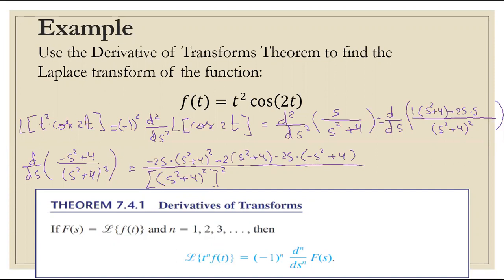Okay, did you get the idea now? If you have a product between two functions, one of them is t or t to the power 2, 3, 4, and so on, you have to differentiate with (-1) to the power n.